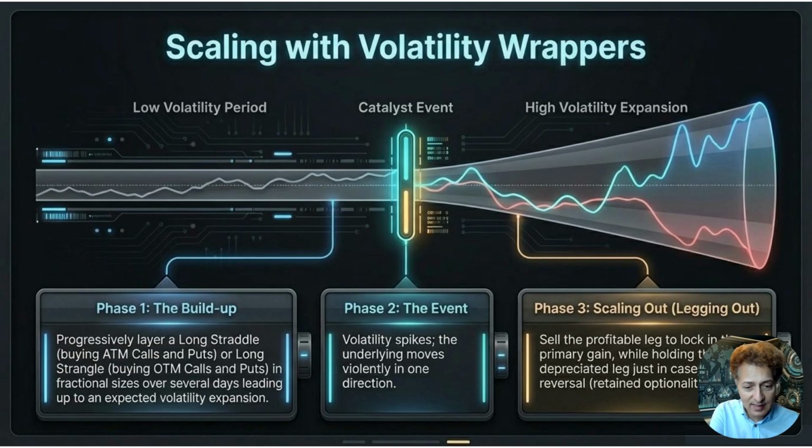And then let's say the move started happening, no matter the direction. What you could do is sell the profitable leg. So if the move is up, the call is making money on the straddle or strangle. If the move is down, the put is making money. So you can sell that leg to lock in the primary gain, and then you keep the other option, which has lost so much value already. But instead of closing it for a loss, you just leave it to expire worthless, which would be just a tiny extra loss if that's the case.